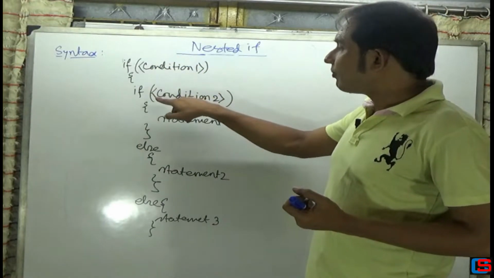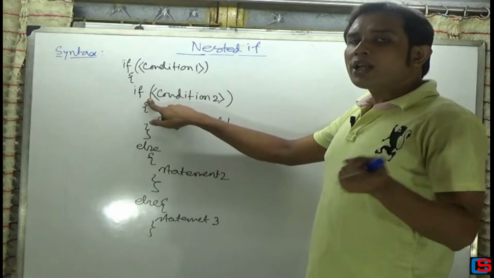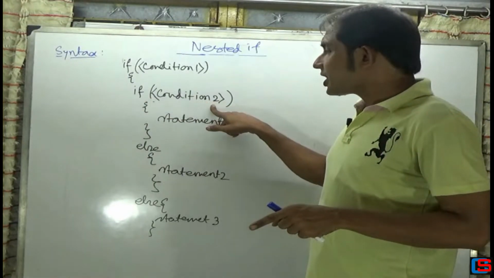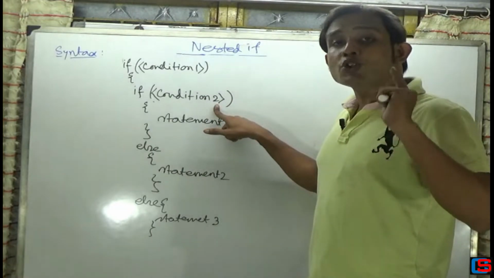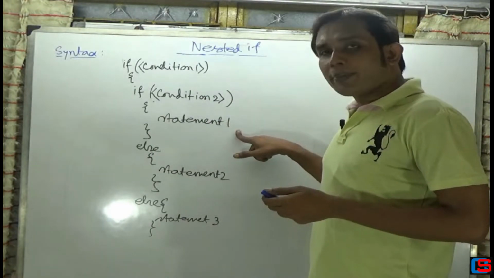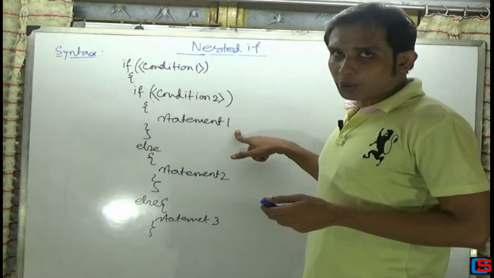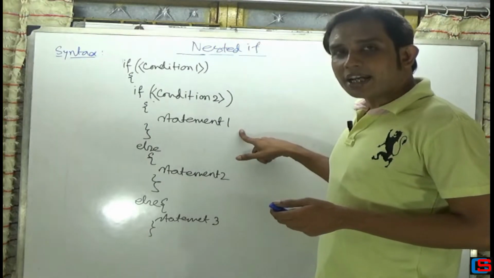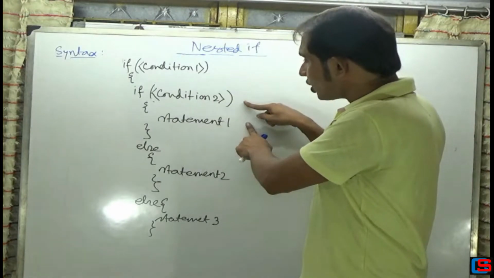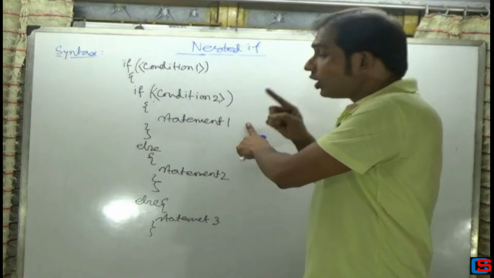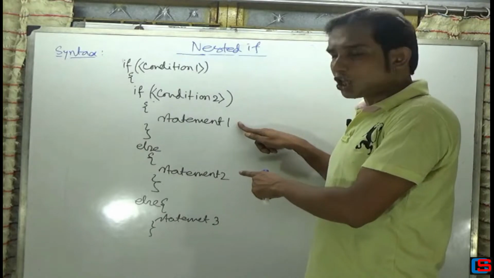So inside the if block we find another if statement. So condition 2 is going to be checked. If condition 2 becomes true, then statement 1 is going to execute. So statement 1 is going to execute when condition 1 and condition 2 are both true, then statement 1 is executed.